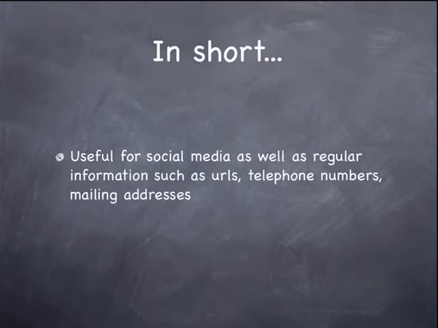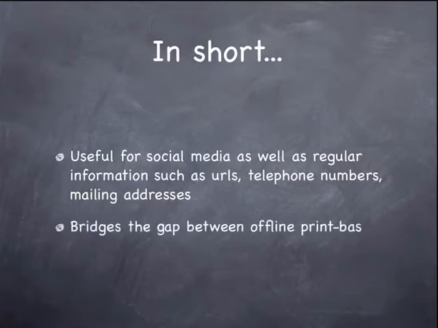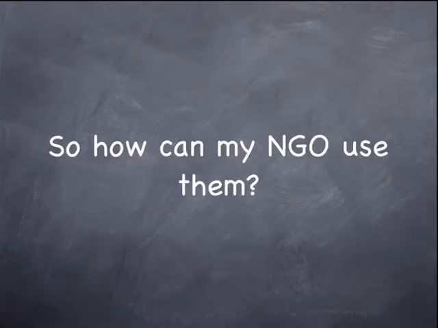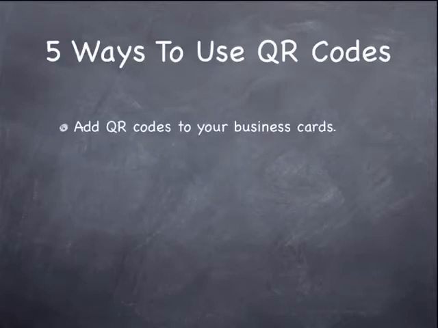Now, in short, they're useful for social media as well as regular information such as URLs, telephone numbers, and mailing addresses. And they bridge the gap between offline print-based marketing and the online world. So how can my NGO use them? Well, here are just 5 ways, and I'm sure, as I said, that you can find many more.